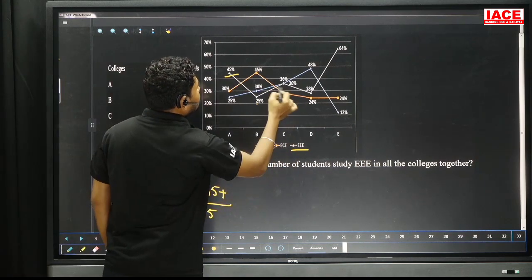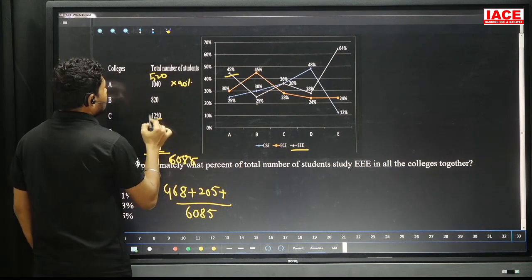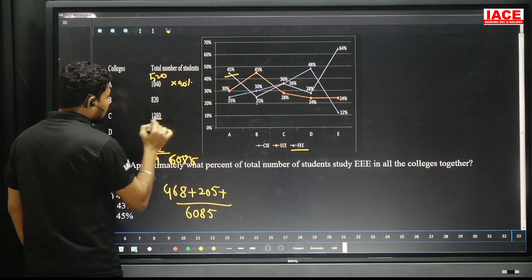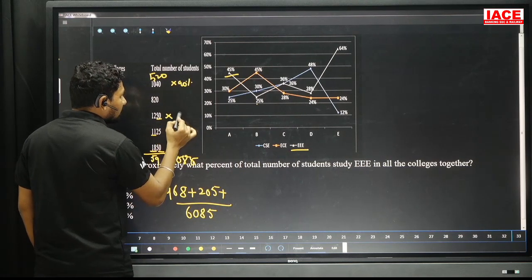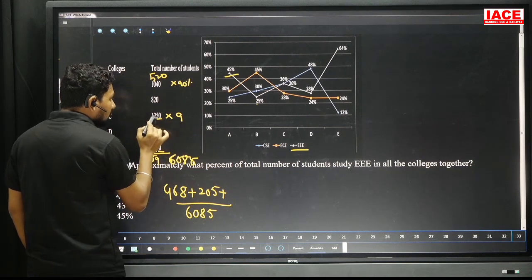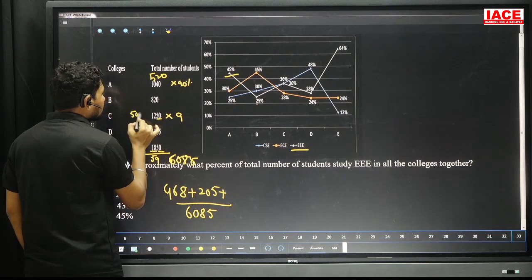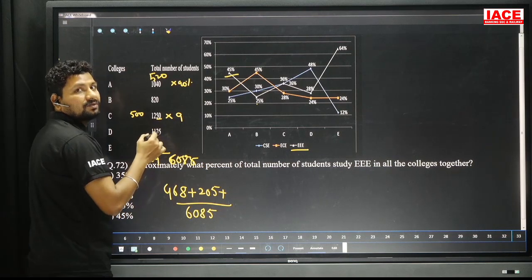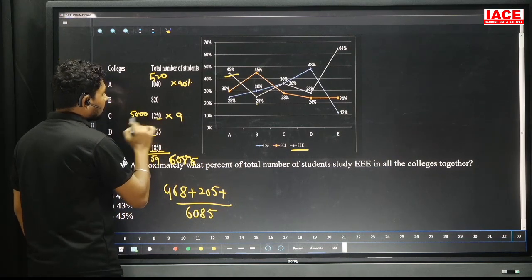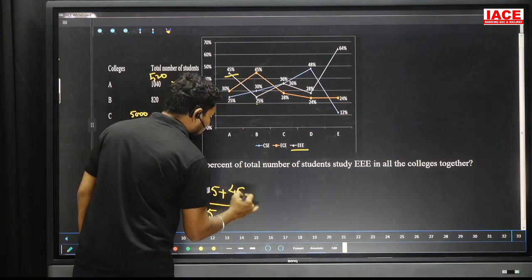Next triple E, it is 36. 36% of 1250 means we have to divide it. It is 9, and it is multiplied with 4. It is becoming 5000. So 1250, 2500, 2500 double is 5000. 5 nines are 450.